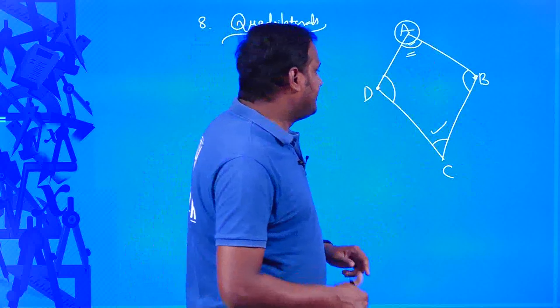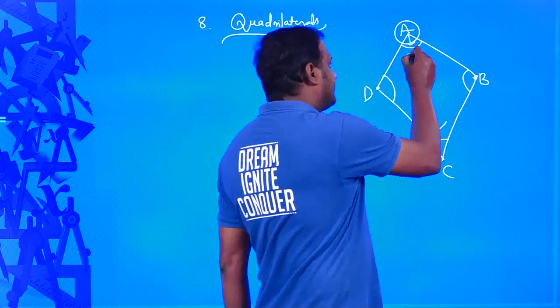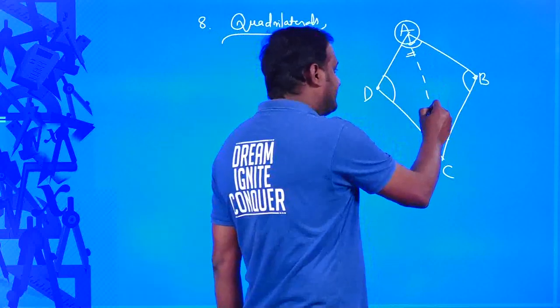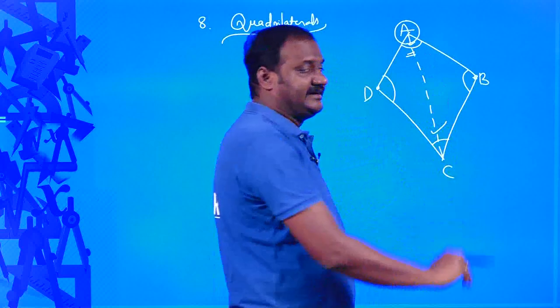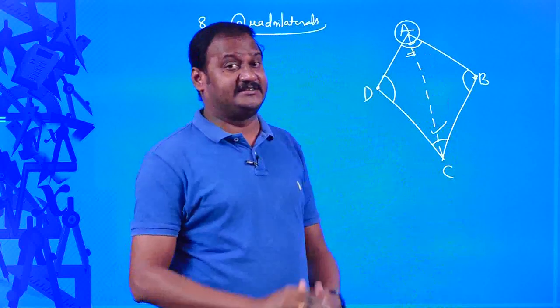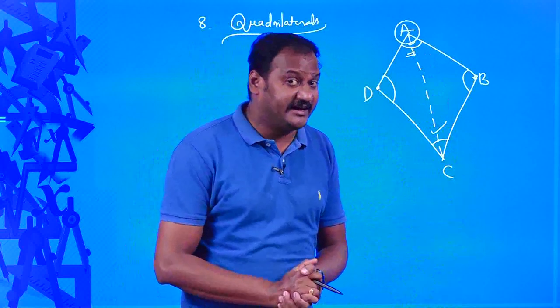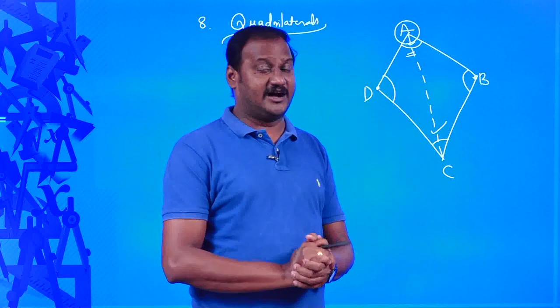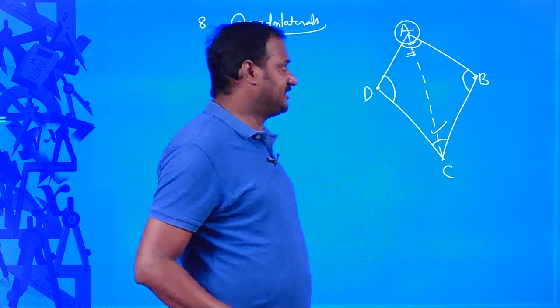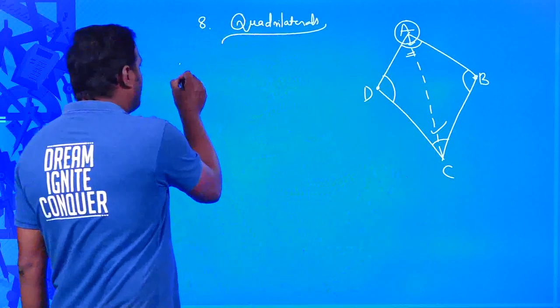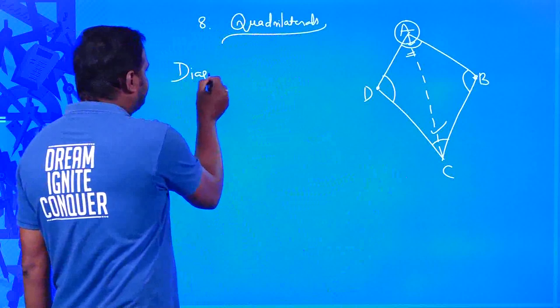And now, if I join A and C, what do you call this line segment AC? That line segment AC is called a diagonal. How do you define a diagonal? Now, my question here is, what do you mean by a diagonal?